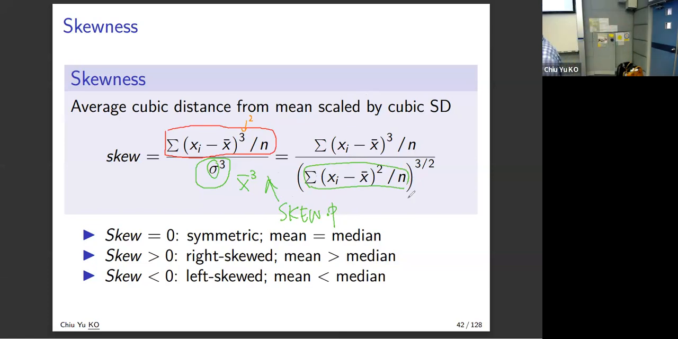And if the data is exactly symmetric, the numerator will be 0, because the left-hand side and the right-hand side are the same. You take the power 3, they cancel out. So if it's symmetric, then it's 0. Right skew is positive, left skew is negative. It means that as long as it's not too different from 0, your data is nice and you don't have to worry about it. If it's very positive or very negative, then you have to worry about your data.